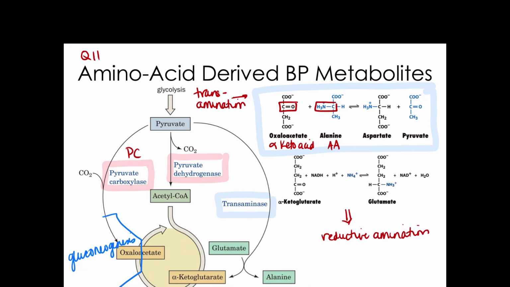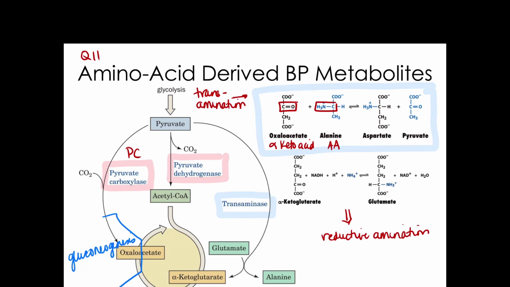One last little thing, just because it's on the slide here, is this concept of reductive amination. Another way that we can interconvert alpha keto acids and amino acids is by this process of reductive amination. We're going to be doing reduction chemistry, so we see NADH being oxidized here, and we actually use ammonium directly to add that carbon-nitrogen bond in there.